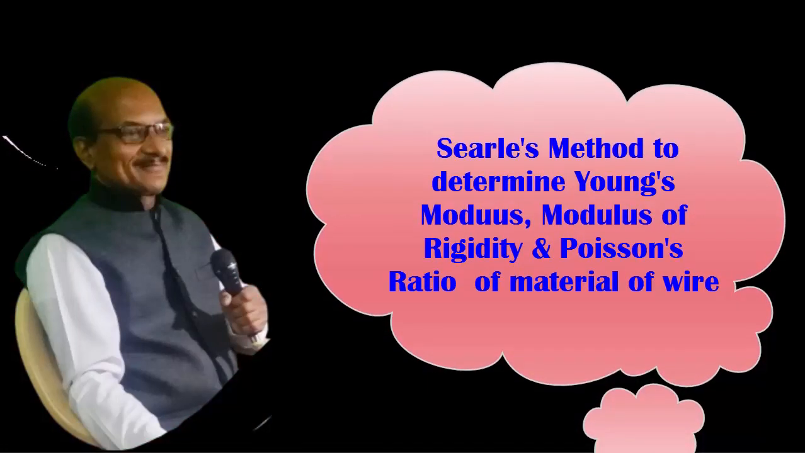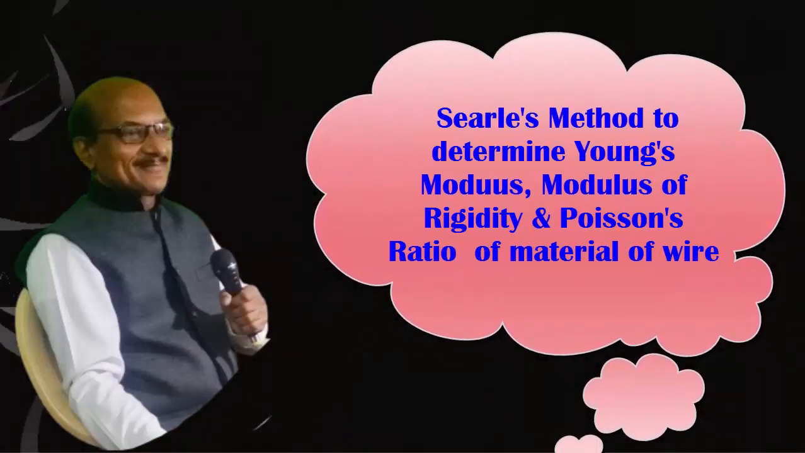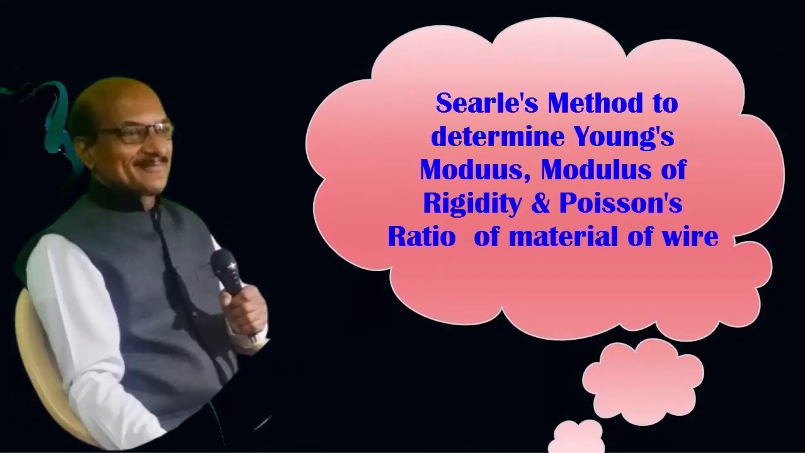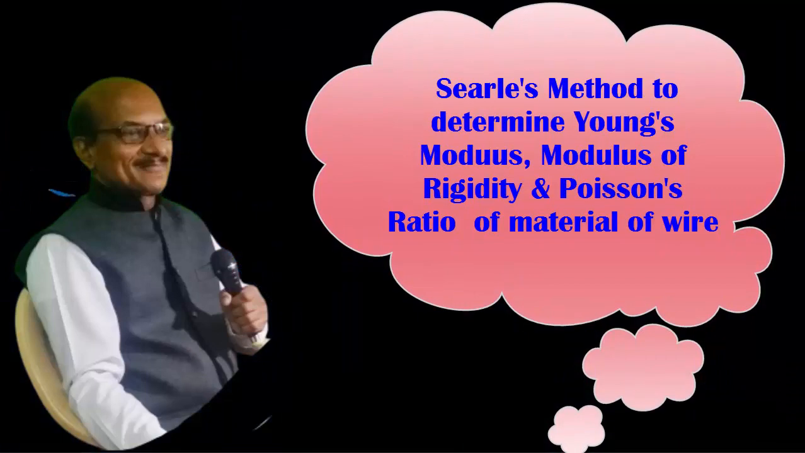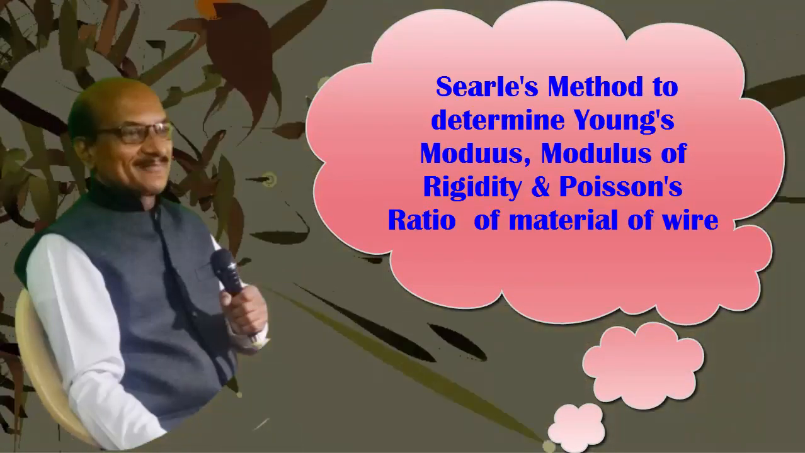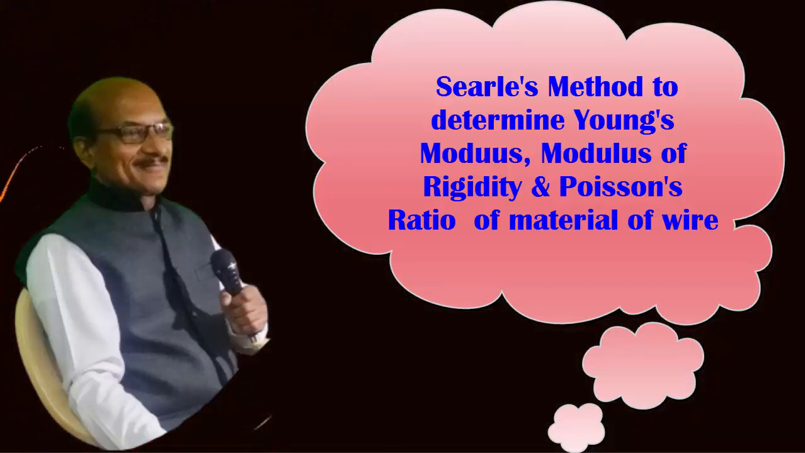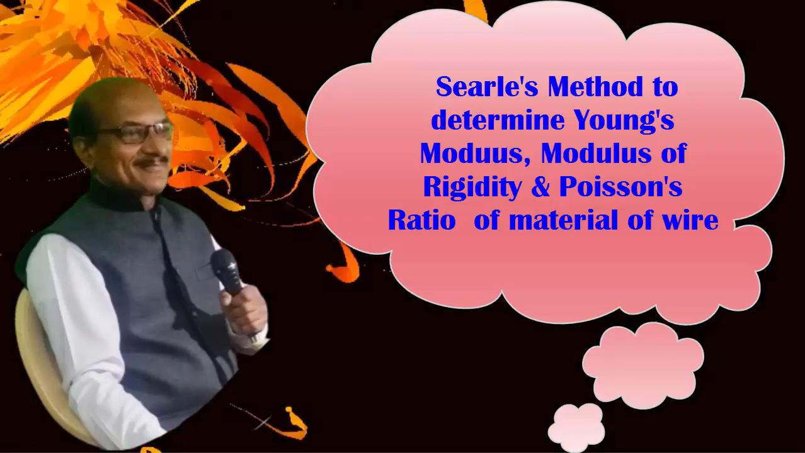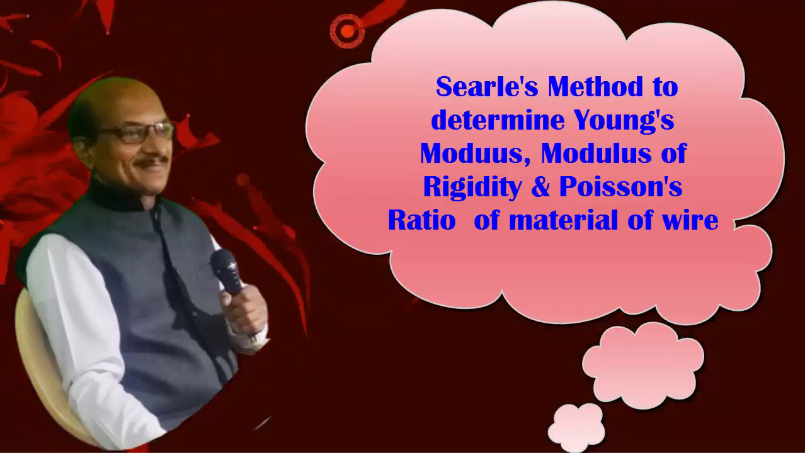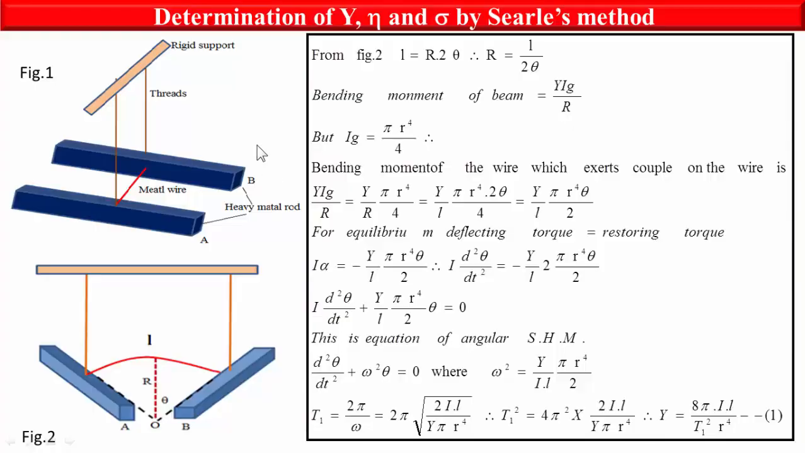So in the first part we will see how one can determine the Young's modulus of the material of the wire. In the second part we will see how one can determine the modulus of rigidity of the material of the wire, and by using these two values one can determine the Poisson's ratio of the material of the wire. So let us start with the Young's modulus.